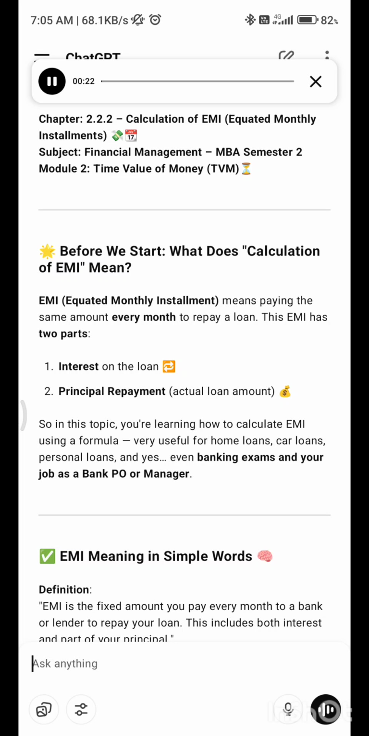This EMI has two parts: 1, interest on the loan; 2, principal repayment, the actual loan amount. So in this topic, you're learning how to calculate EMI using a formula, very useful for home loans, car loans, personal loans, and yes, even banking exams and your jobs as a bank PO or manager.